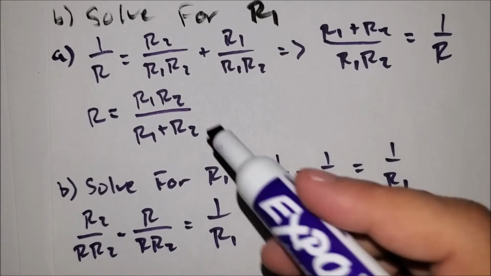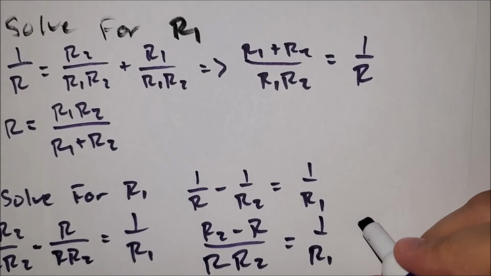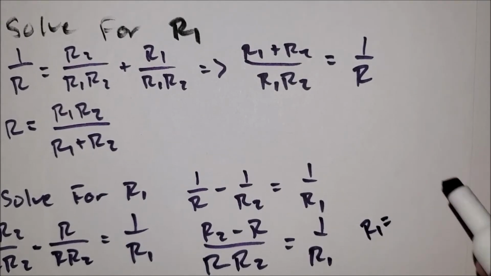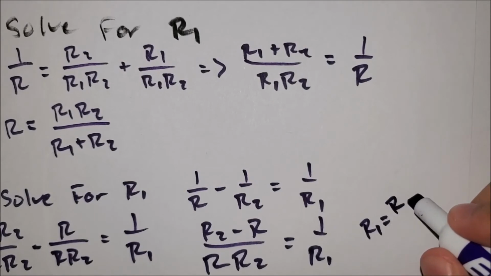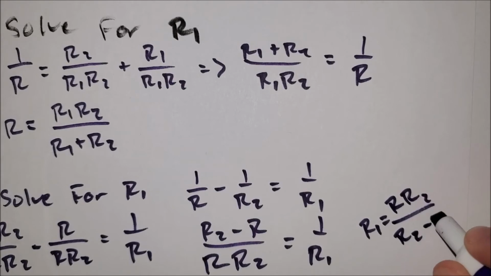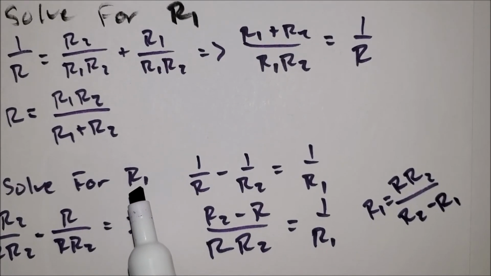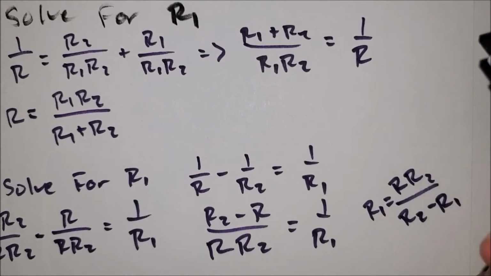Then we're going to do what we did up here and flip and get that R1 equals R times R2 over R2 minus R. You would use the same technique that we used here to solve for R1 to solve for R2.